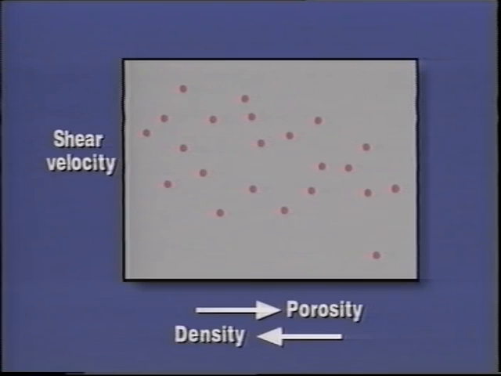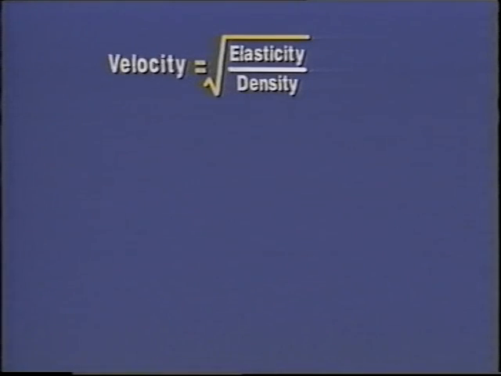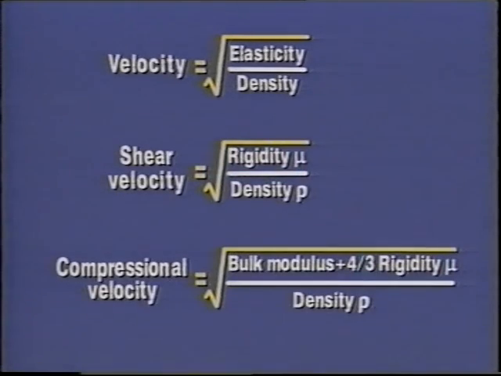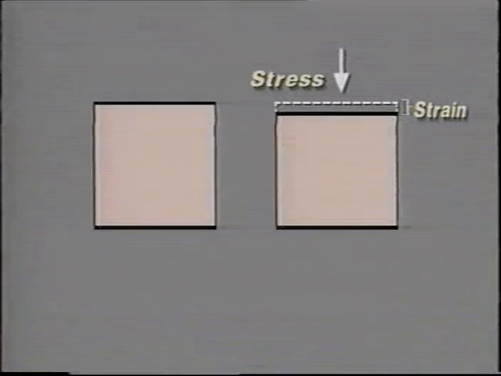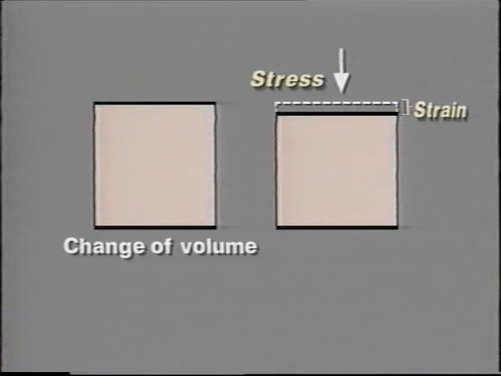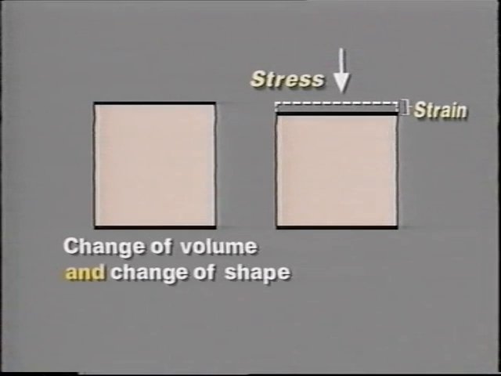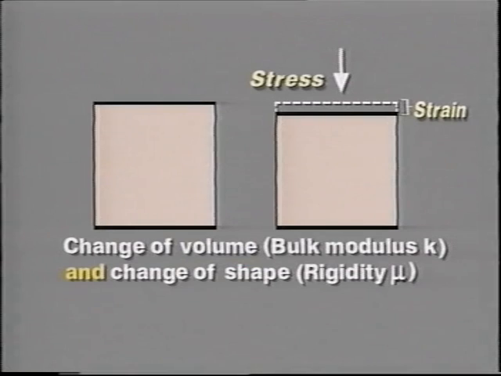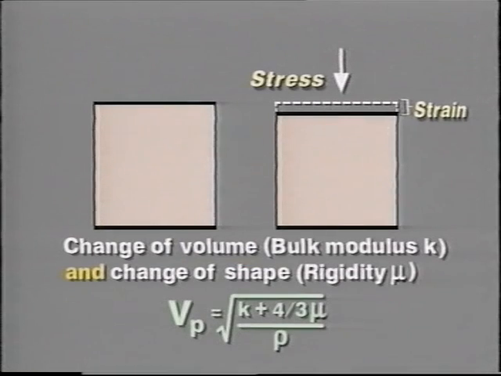Okay, now let's have a look at compressional velocity. As always, the same basic equation. Now, however, instead of just rigidity in the numerator, we have both the rigidity and the bulk modulus. We remember why this is. When we apply the stress, the resulting strain involves both a change of volume and a change of shape. The reluctance to change shape is still the rigidity, as before. The reluctance to change volume is the bulk modulus. So both enter the compressional velocity.